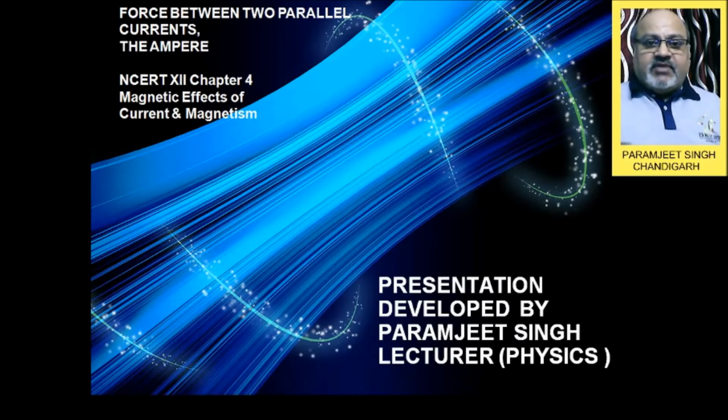So today I have come up with a new topic: force between two parallel currents and the ampere. This is NCERT chapter number 4, Moving Charges and Magnetism. So let us enjoy the lesson. Get ready with notebook and pen and note down the important things.